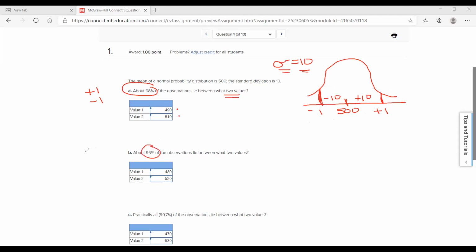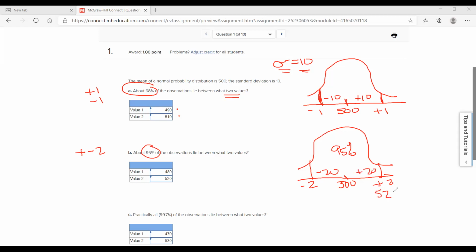At 95%, we know it's plus or minus 2 standard deviations. So again, if I do my curve, putting 500 in the middle, and they want to know at 95%, so -2 standard deviations, we know that's going to be -20. And +2 standard deviations, we know that's going to be +20. And so that's where you're going to get the 520 and the 480. You're just adding and subtracting those from 500. So that would be the second one.